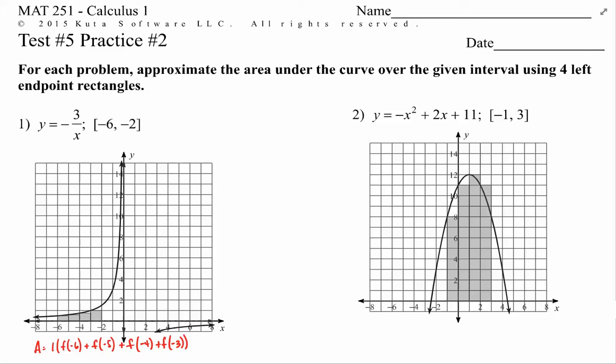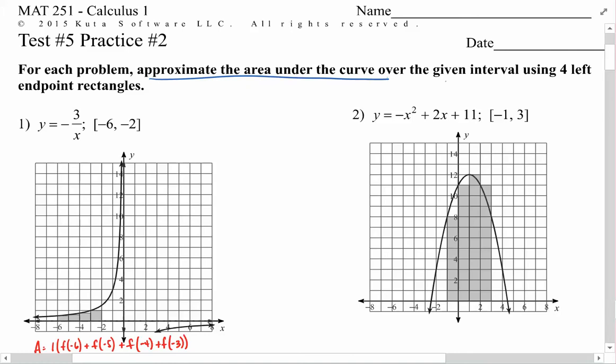In this first set of problems, we've been asked to approximate the area underneath the curve over the given interval using 4 left endpoint rectangles. And what's nice about this one is that the rectangles have already been created for us. So we literally just need to compute the height of the rectangles, recognize the width of the rectangles, and then find the total area.